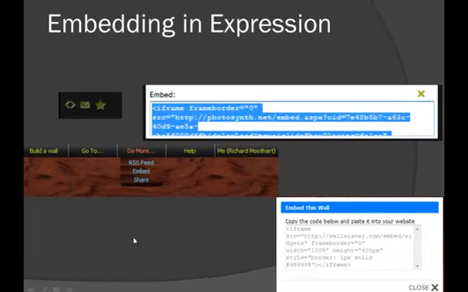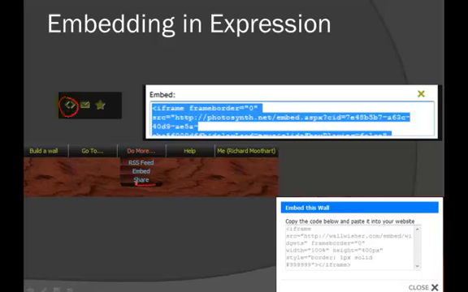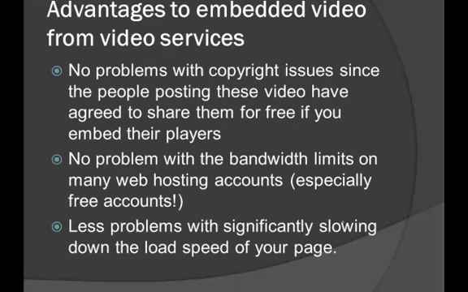So what you do is you find where the embed code is, and sometimes it's with these parentheses here. Sometimes it'll be under share or an embed, and you copy all the code and then you're going to paste it into your web page. So with Expression Web, you paste it into the code view, okay? And I'll show you how to do that here in a little bit. And then you save it, and then you can preview it in Internet Explorer.